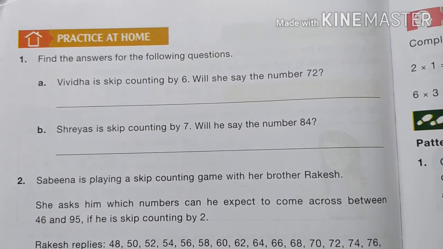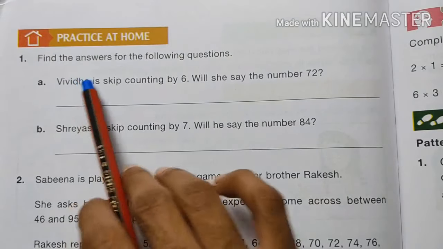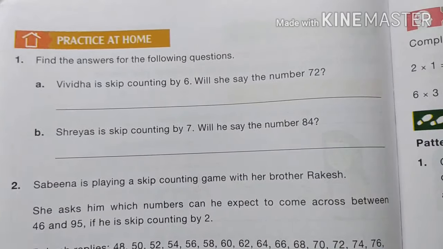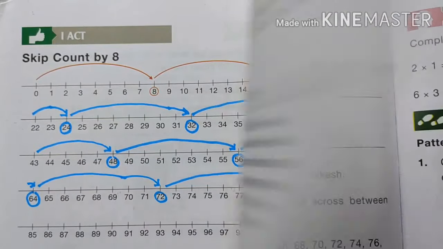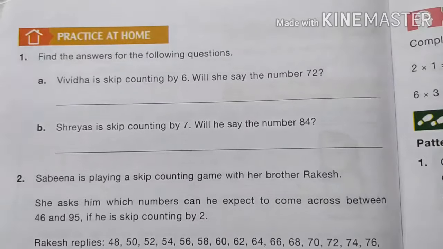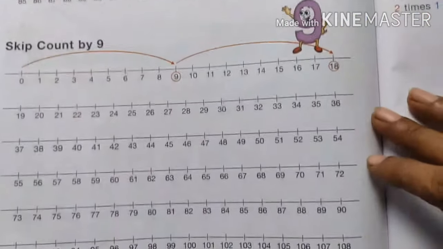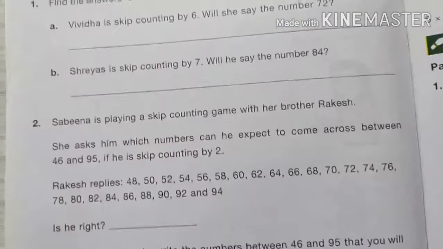Children, open page number 126. Practice at home. For this page, we have to use the number line given on the previous page, or you can draw a number line like this in your notebook and then use that number line. We will see the first question.